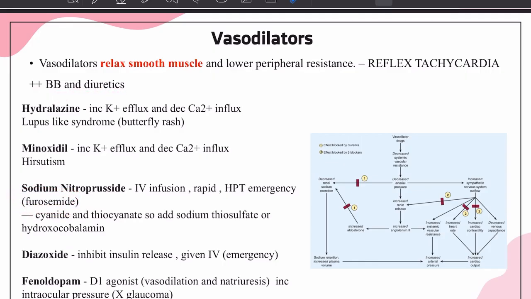Furosemide is a loop diuretic. The most potent group of diuretics are your loop diuretics, so we just add them. It's just mentioned in the PowerPoint, but don't stress over it. It is just a diuretic.